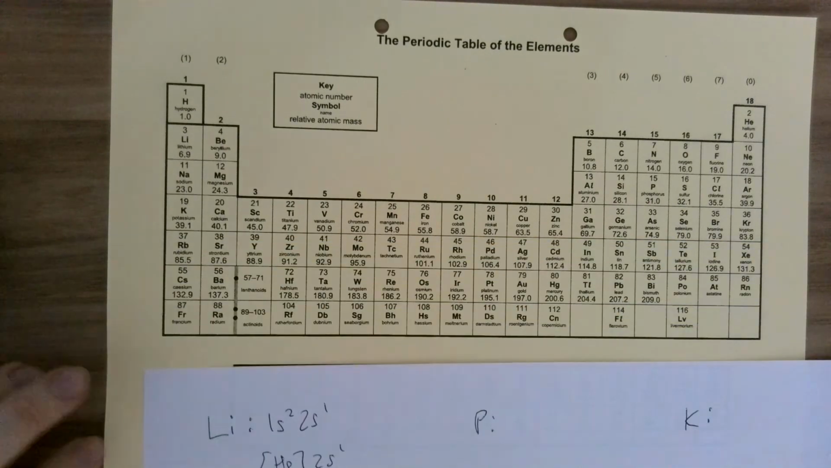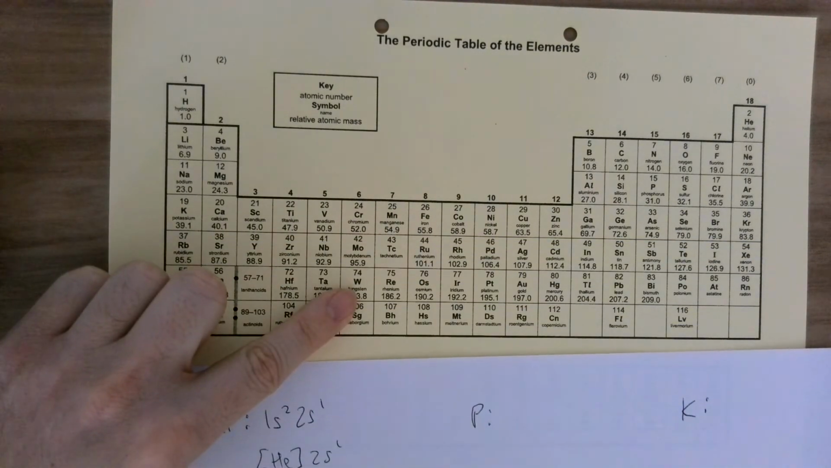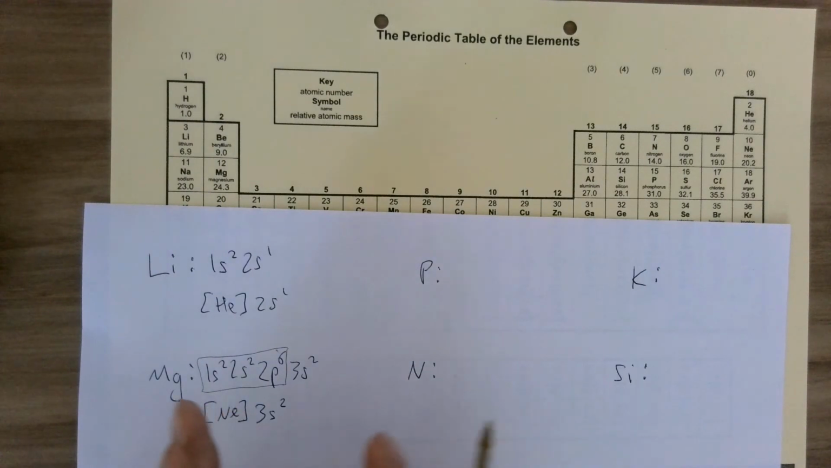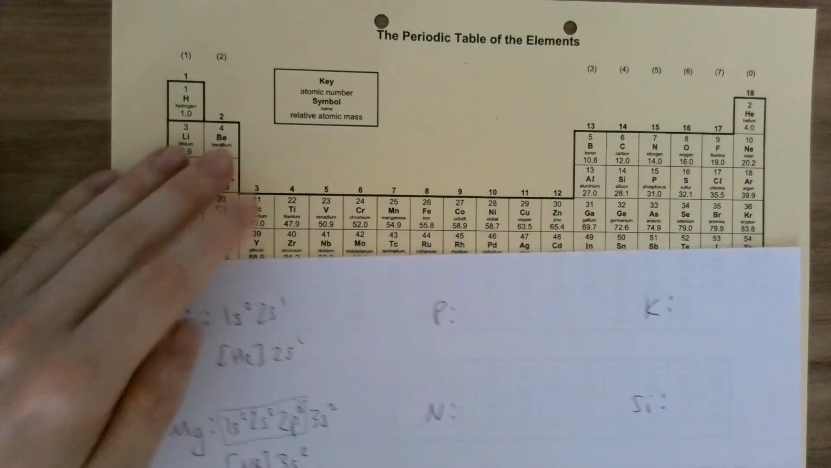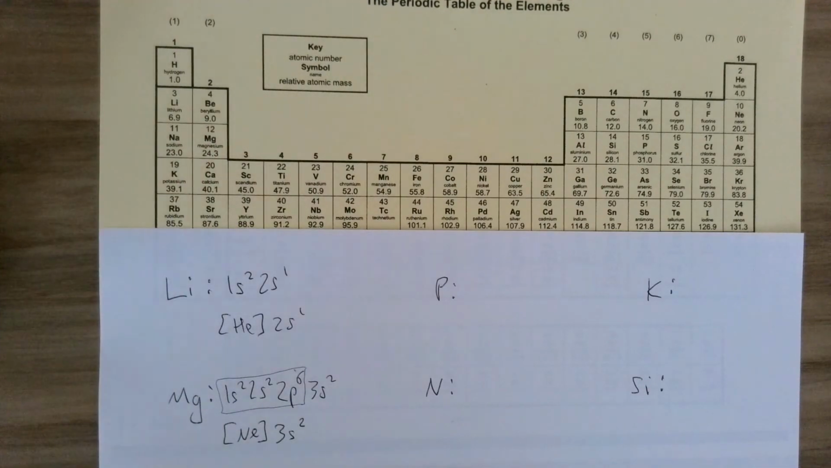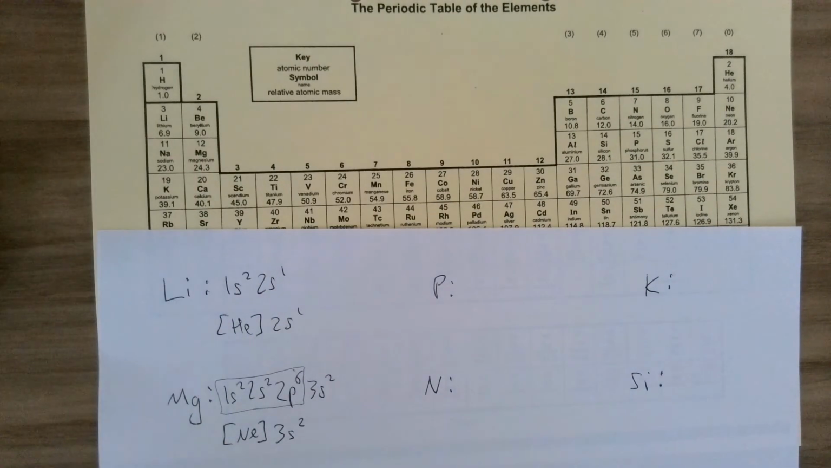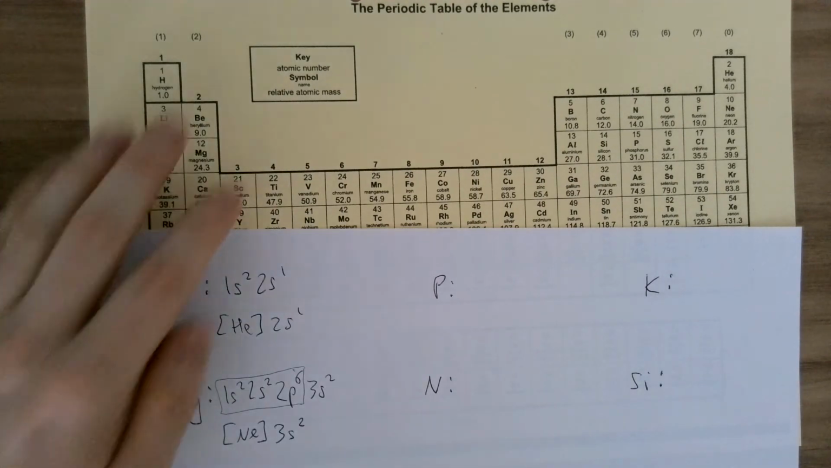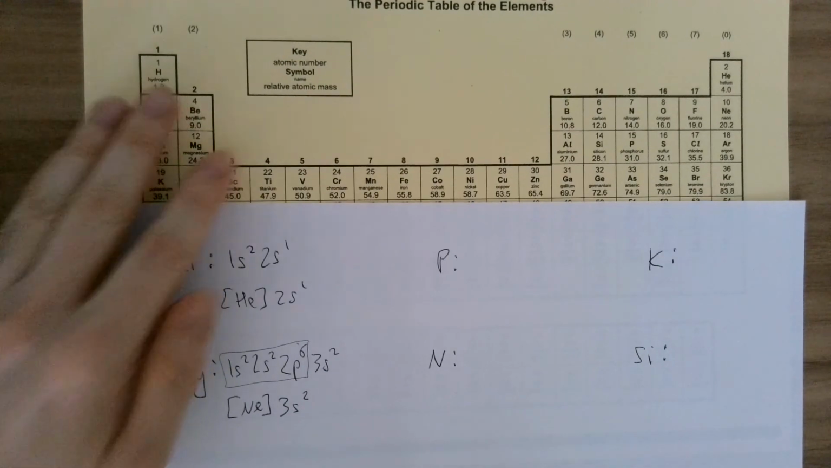Now, let's say I was going to try and do tungsten. I'd have a huge, chunky, full configuration, or a dead short noble gas configuration. So that's the point. So stop the video. Have a crack at these 4 questions here: phosphorus, nitrogen, potassium and silicon, and then I'll go through the answers.